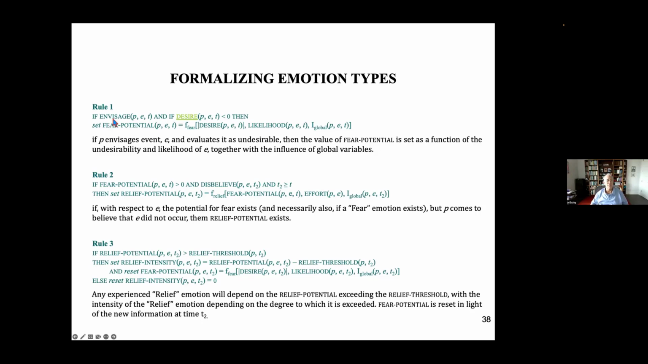the envisaging function, which has 3 parameters: a person, an event, and a time. So this is if P envisages some event E at time T, and this is the desirability. The desirability of event E for P at time T is less than 0, okay? We're assuming we can compute desirability, give you a tachistoscopic view of how that might be done, and then immediately take it away.